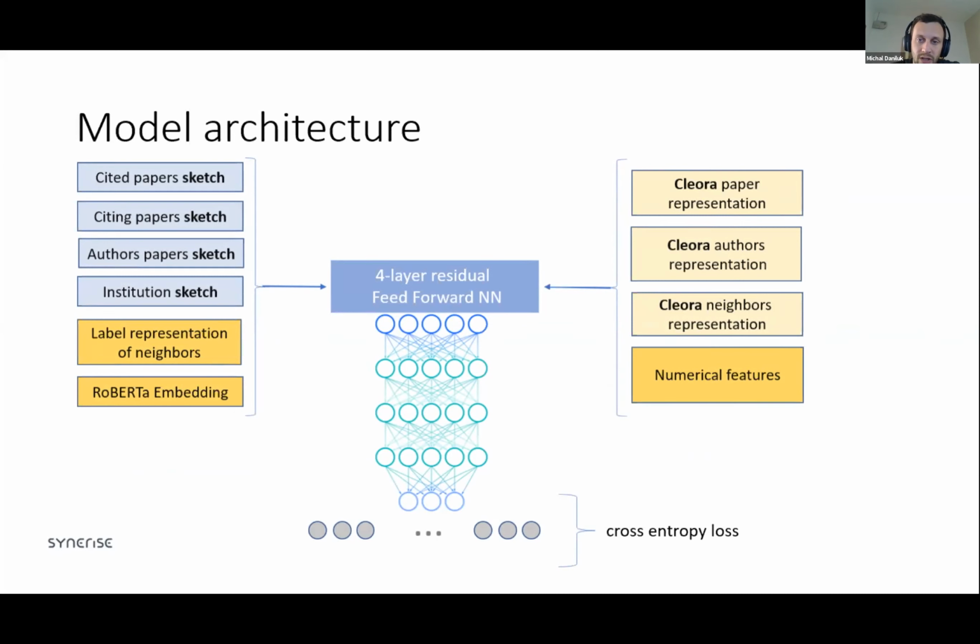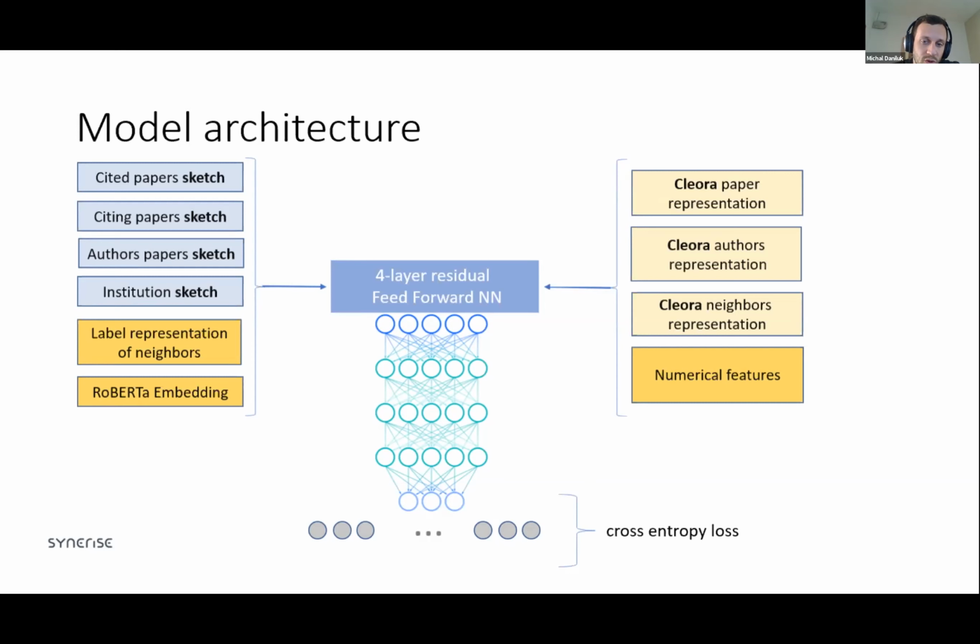First of all, we represent cited papers as a sketch using MD. And remember that sketch can represent variable size of nodes into fixed size histogram. I will explain this in more detail in the following slides. Similarly, we apply MD to represent papers which cited the given paper, papers of given paper authors, and institutions of a paper. Secondly, we use label representation of neighbors, basically looking at the labels of cited papers, citing papers, and other papers of the same authors.